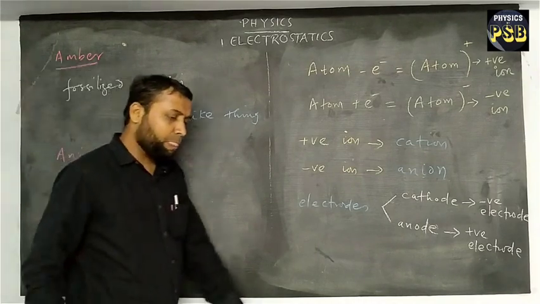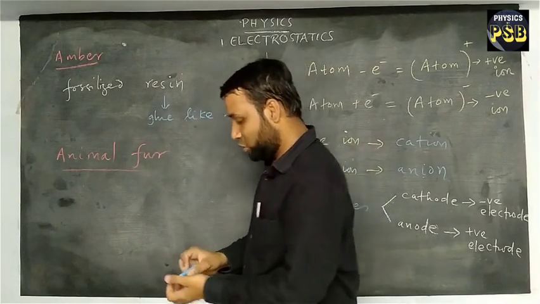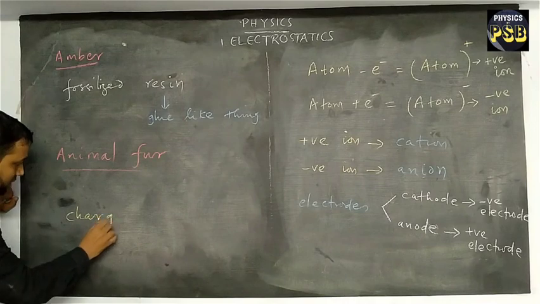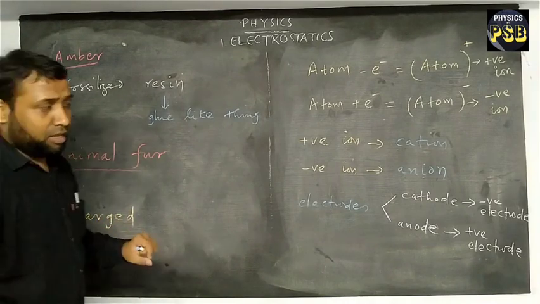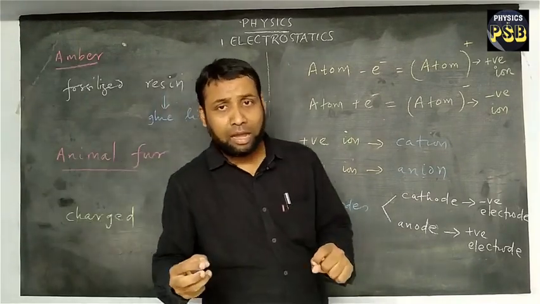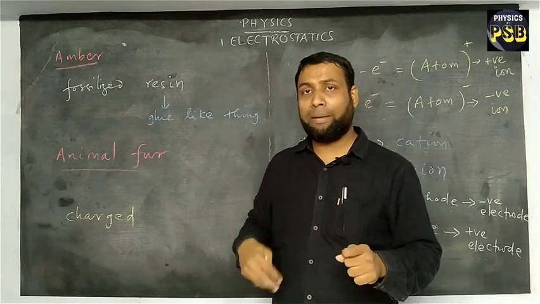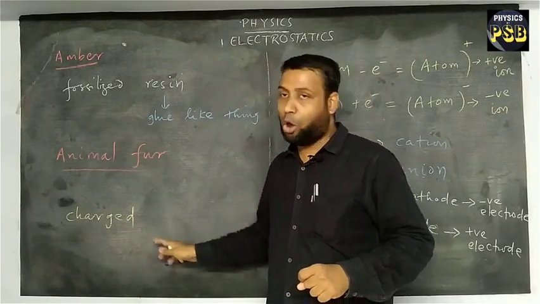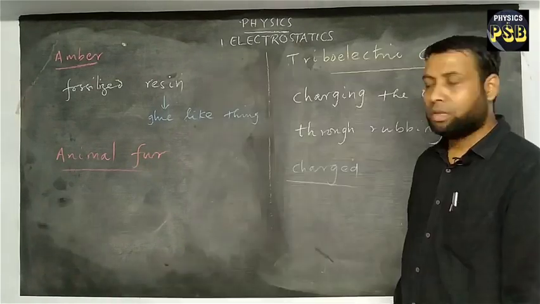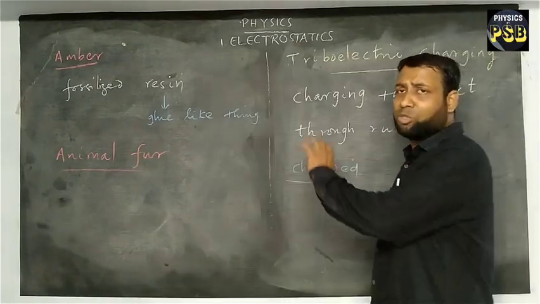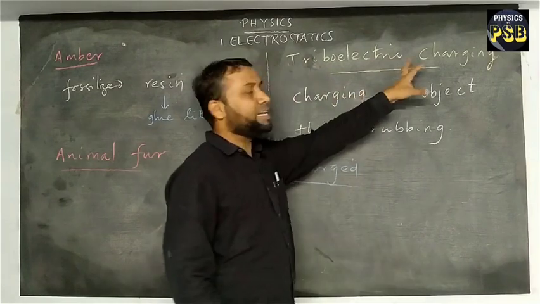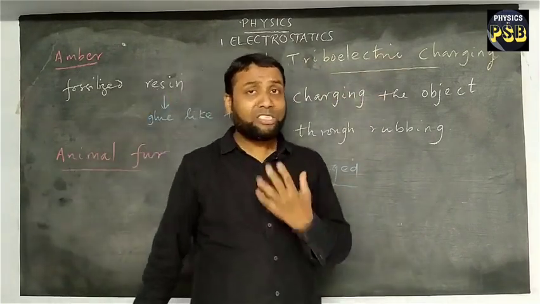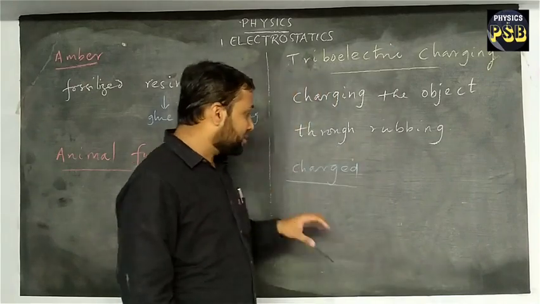And one more thing, we have a term called charged. I have used that many times. Charged means when an object attains charge by rubbing or something, then it is said to be a charged object. The process of charging an object through rubbing is referred to as triboelectric charging. And when an object attains charge, then we say that the object is charged.